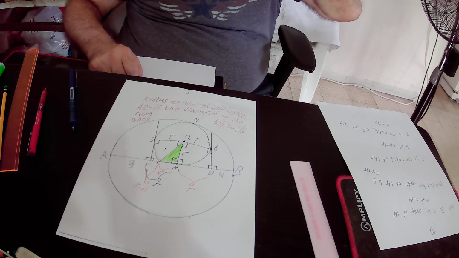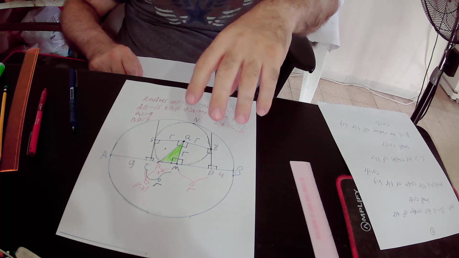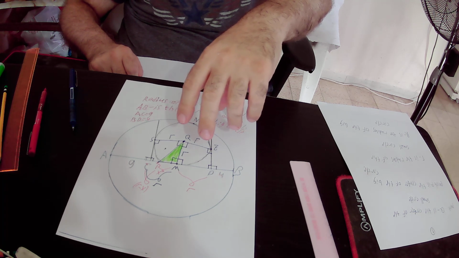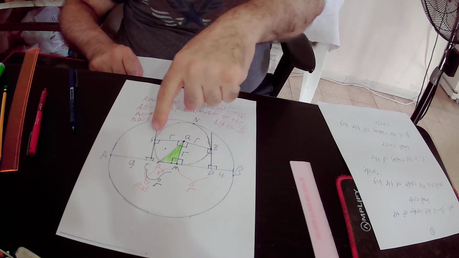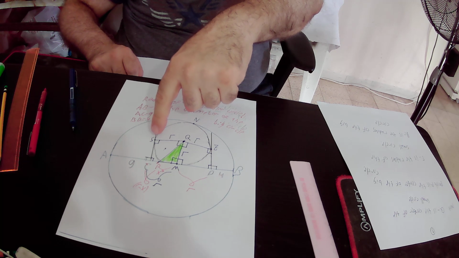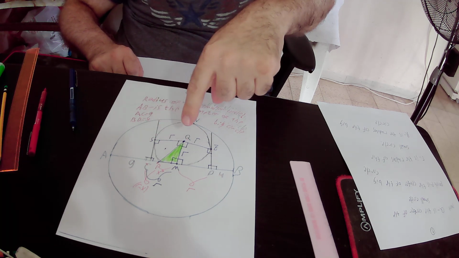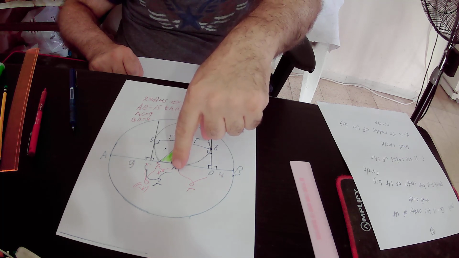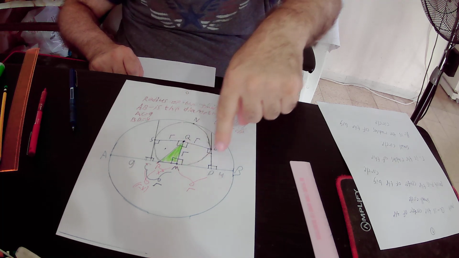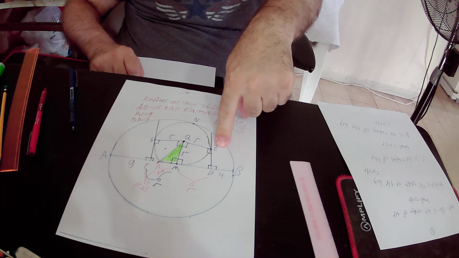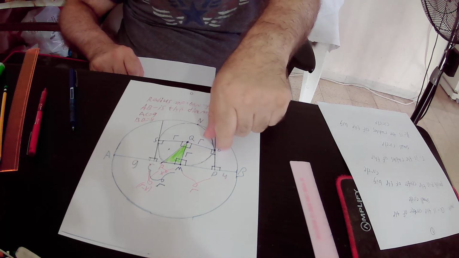These 3 radiuses touch the tangent points of the circle. This is the first tangent point that the radius touches. This is the second tangent point that this radius touches, and this is the third tangent point that this radius touches.